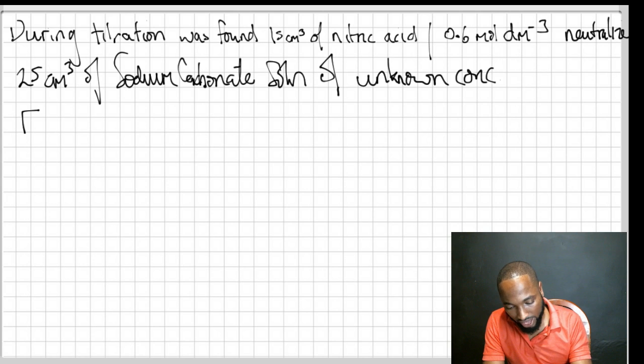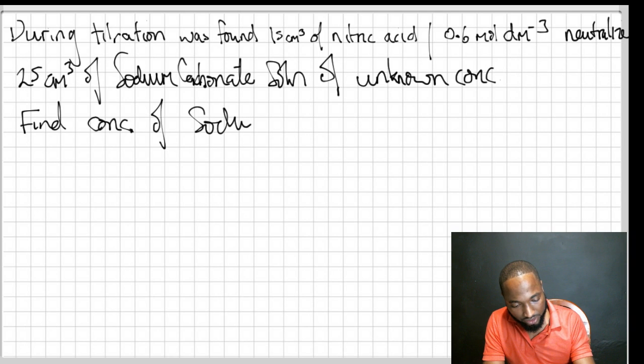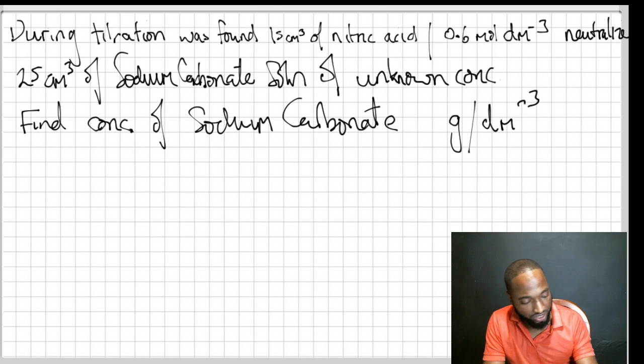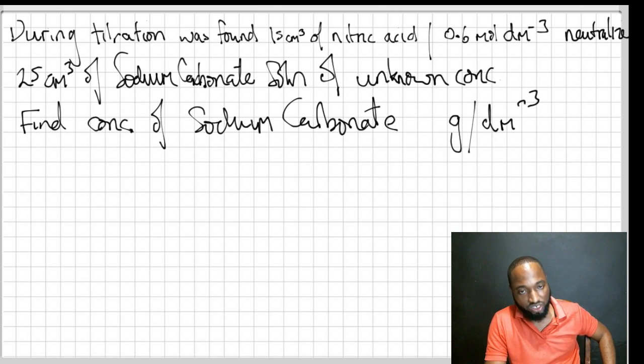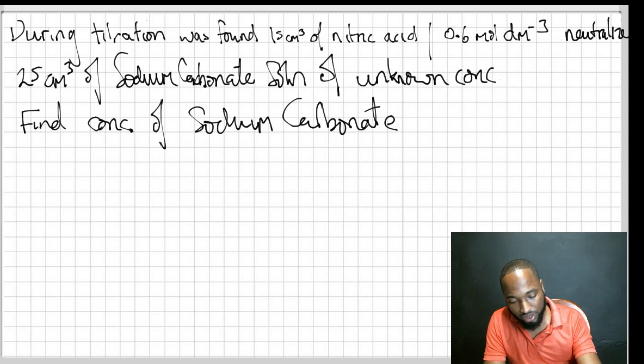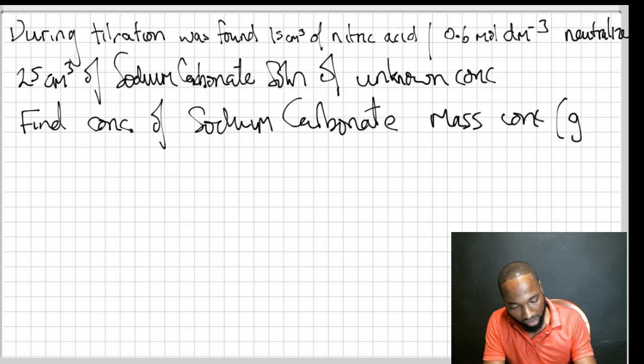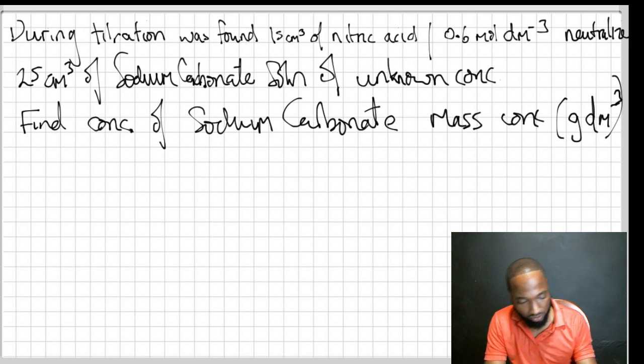So we have to find the concentration of the sodium carbonate, and they're asking for it specifically in grams per dm cube. They want the mass concentration, so they use the words mass concentration. So grams per dm cube. Excuse me. So they want the mass concentration, this is AKA grams per dm cube, right?